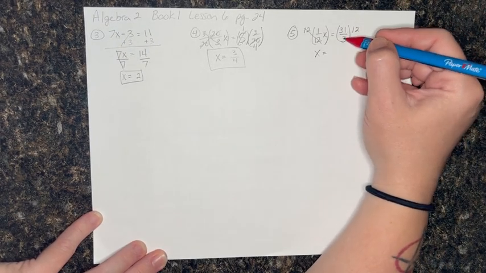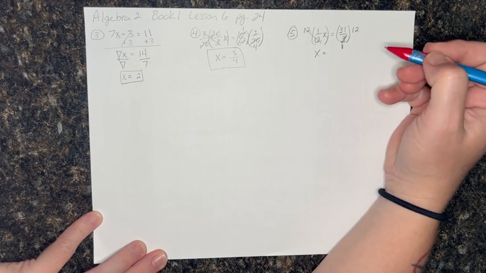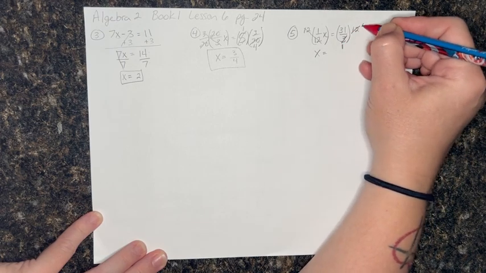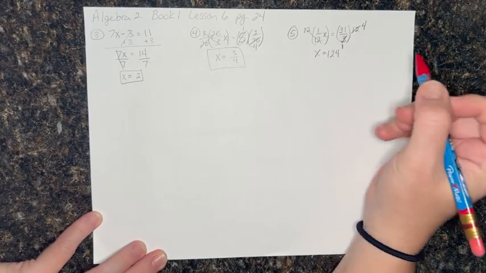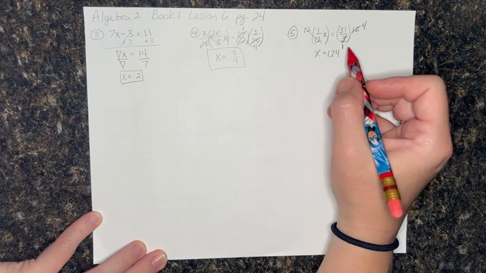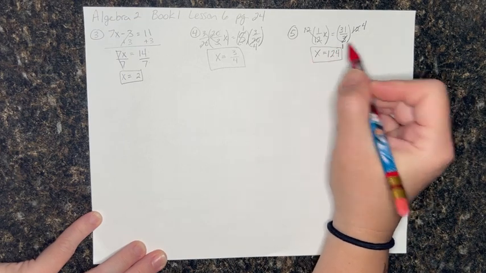3 goes into 12 evenly. There's 1 3 in 3. And there are 4 3s in 12. 4 times 1 is 4. 4 times 3 is 12. And there is our answer. X is equal to 124.